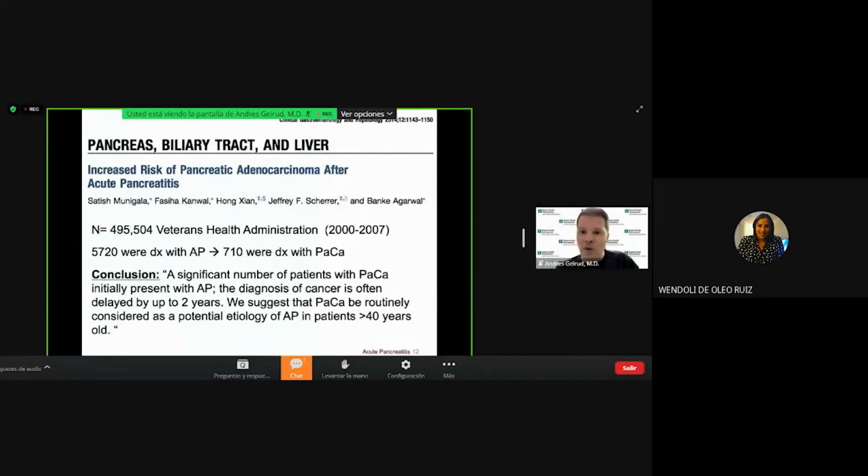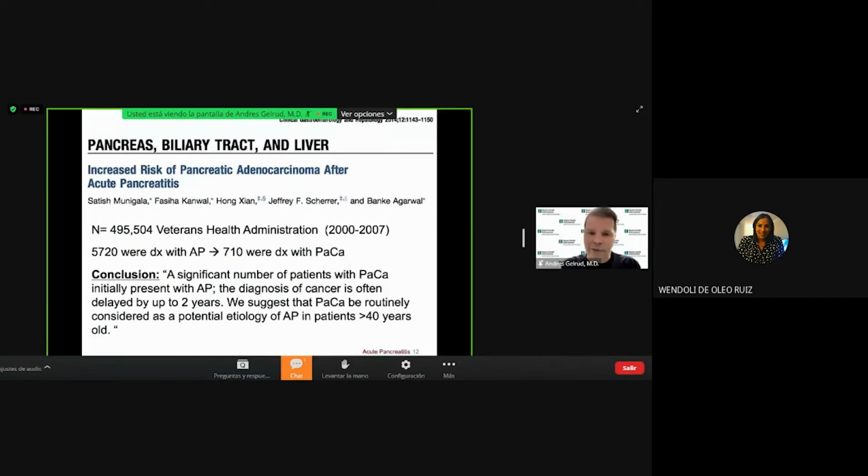So what's the take-home message here? By the way, there's multiple studies showing this. I like to use this one because it's such a high number of patients. But what's the take-home message here? You have a patient with pancreatitis, wait at least 1 month for the pancreatitis to completely resolve, and then get some type of imaging study of the pancreas to look at the pancreas and make sure that it looks beautiful and that it looks completely back to normal.